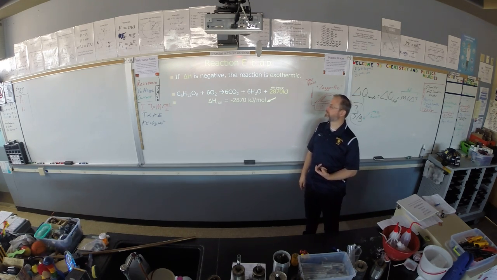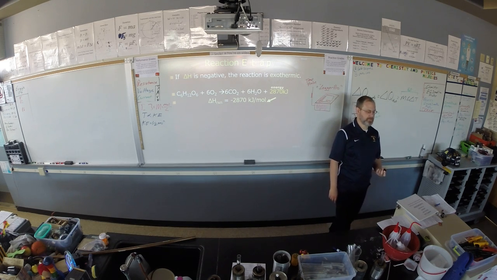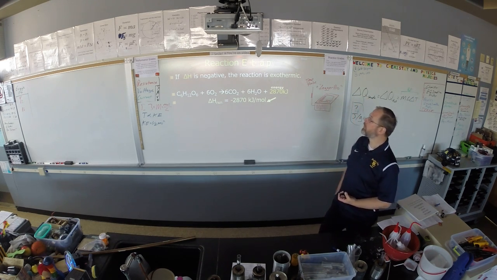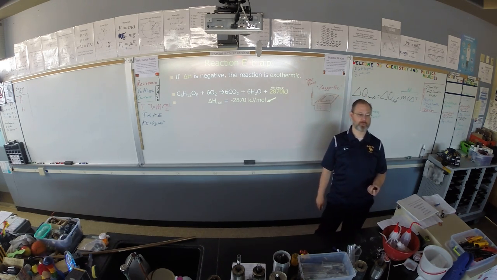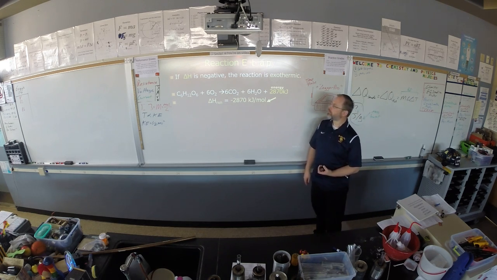And we would write it this way. Delta H of reaction is negative 2870 kilojoules per mole. Per mole of what, by the way? Per mole of glucose, exactly.